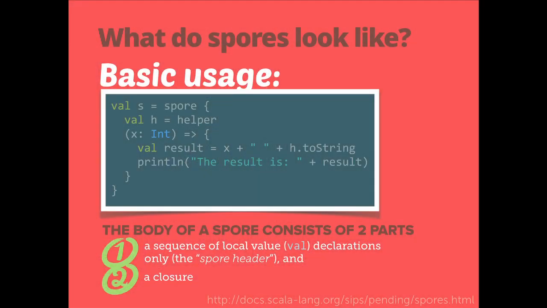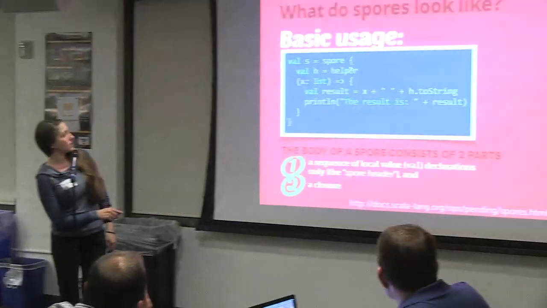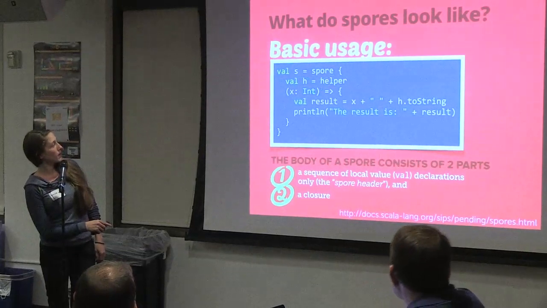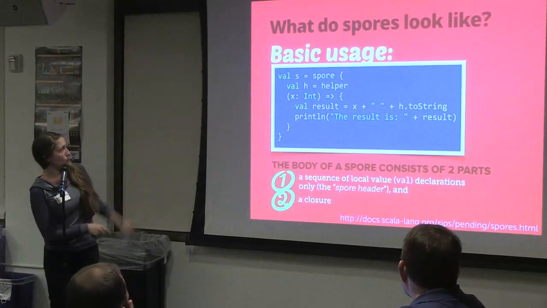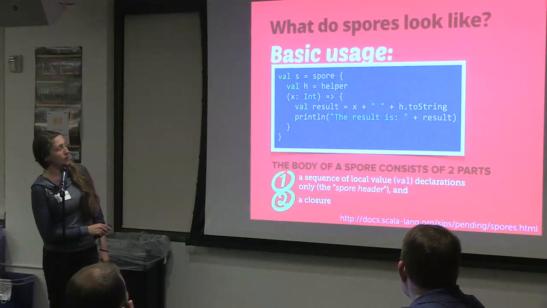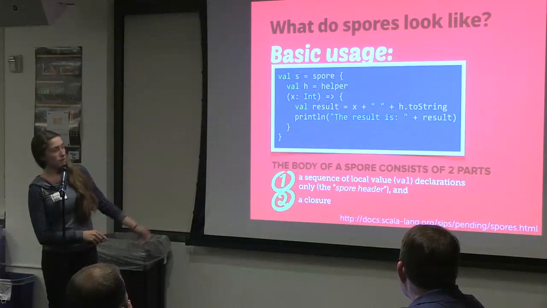Anyway, this is the longhand form. This is what they look like when they're ugly. They can be shorter and prettier, but this is everything that they look like. So you have this thing, I call it the spore header. There are two parts: this thing called helper right now, and then the actual function. This represents the environment, and this is the actual function that you want to send around.